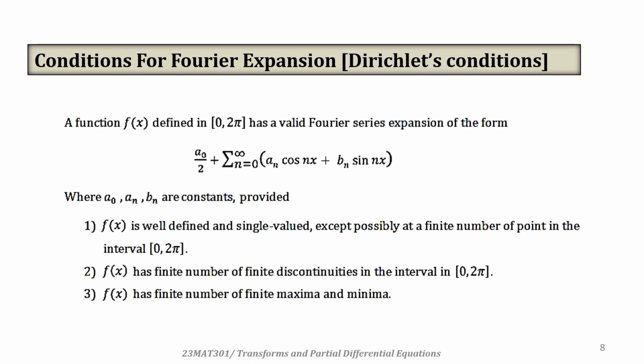First, if you want to use Dirichlet's conditions and a function f of x is defined on 0 to 2 pi, then you will write it as a naught by 2 plus summation n equal to 1 to infinity of a n cos nx plus b n sin nx. You have to follow these three conditions. It should be well defined and single valued, and if there are discontinuities in the interval 0 to 2 pi, they should be finite in number. A countable number of discontinuities should be there, and you should know the finite maximum value, the greatest maximum, and the lowest minimum value. So this is the maxima and minima.